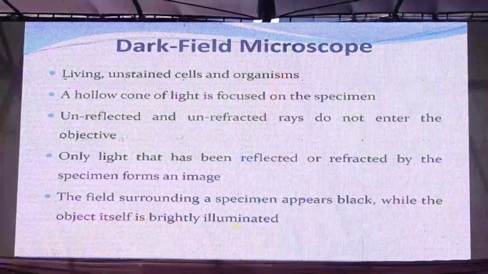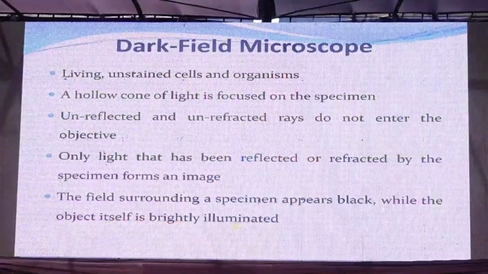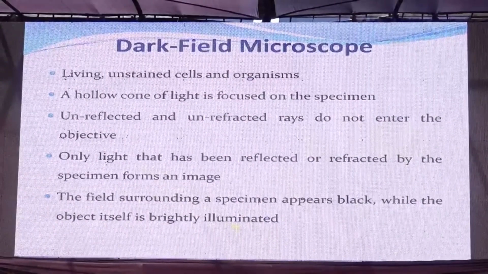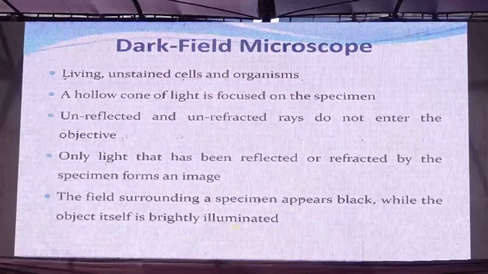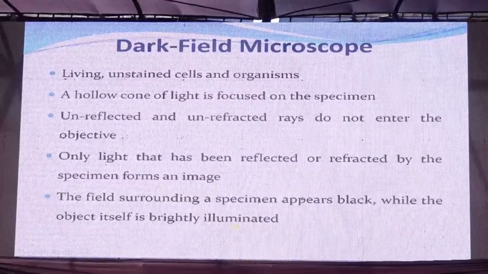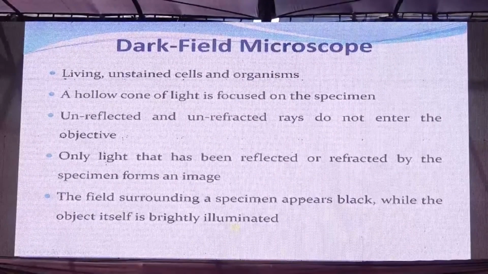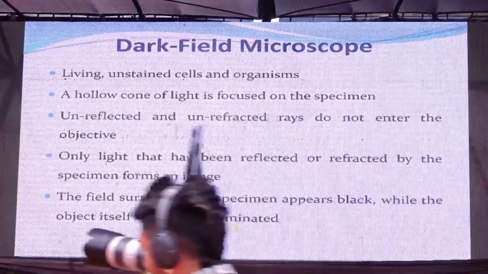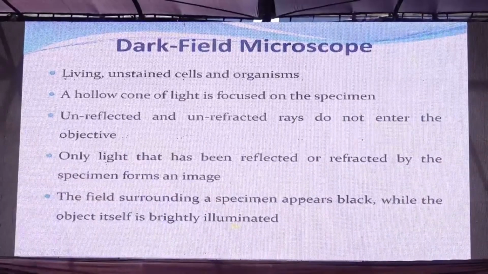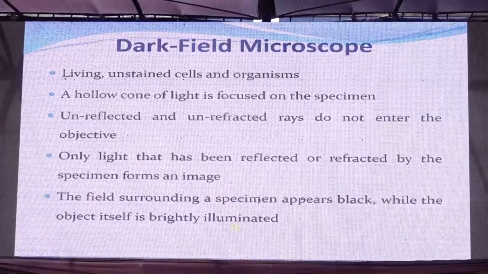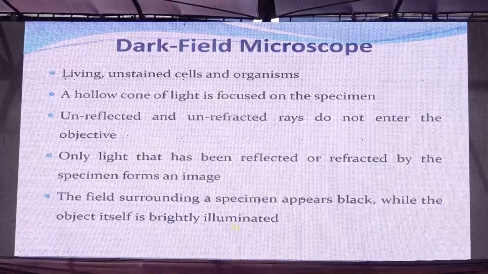Live unstained cells or organisms are observed. A hollow cone of light is focused on the specimen. Unreflected and unrefracted rays do not enter the objective. The principle is the same: reflection and refraction of light. Only light that has been refracted by the specimen forms the image.